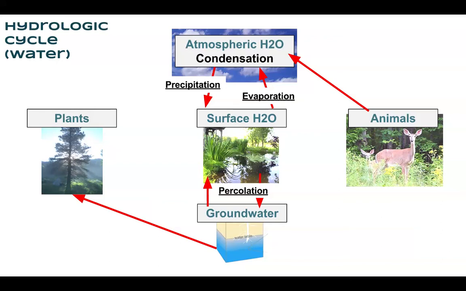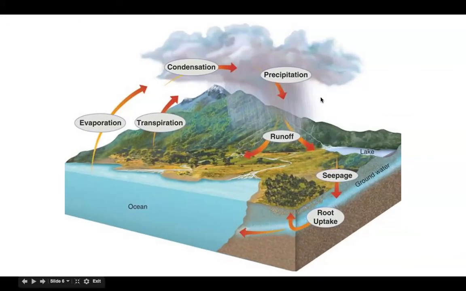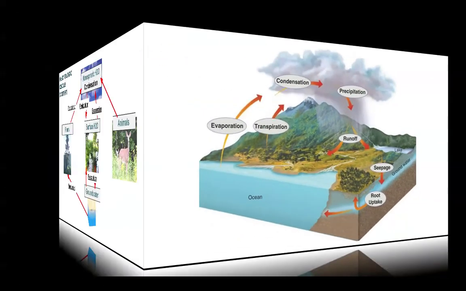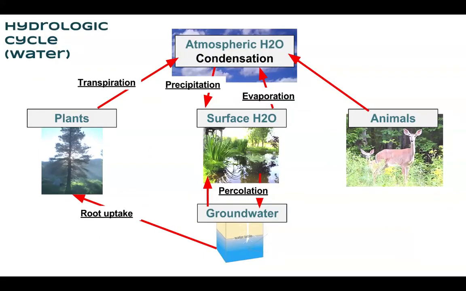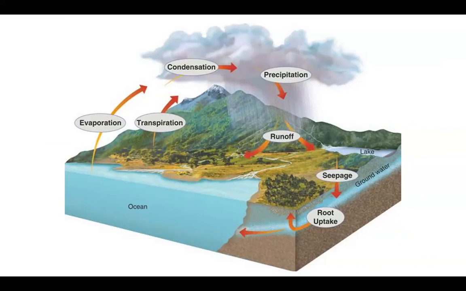Groundwater is also going to be uptaken by plants in their roots. Plants are going to return it into the atmosphere by transpiration. Back there. So this is kind of a drawing version of the water cycle. This is the one that's in your book. Same kind of idea. It has a couple of things added to it. It has runoff coming off of the mountains, but all the same basic parts.